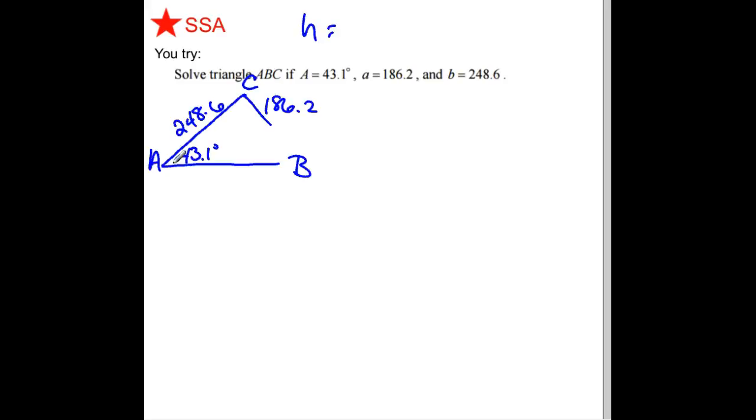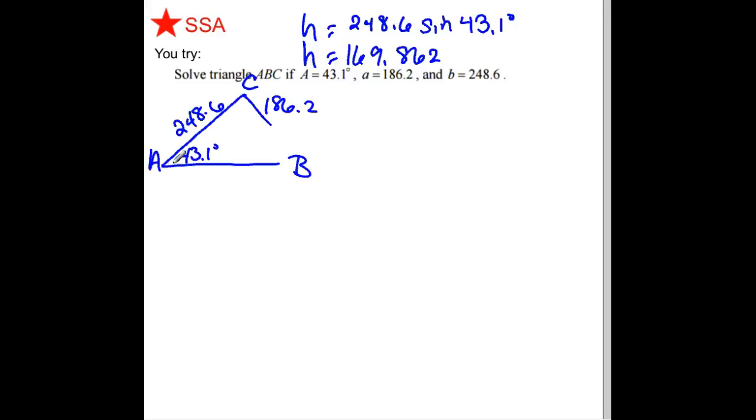How did we find the height yesterday? Okay, so the side next to angle A times the sine of angle A. So 248.6 times the sine of 43.1. What do we get? I heard 169.862. Okay, so is it long enough to be a height? Is it exactly the height? No, it's longer than the height, but it's still smaller than this 248.6.